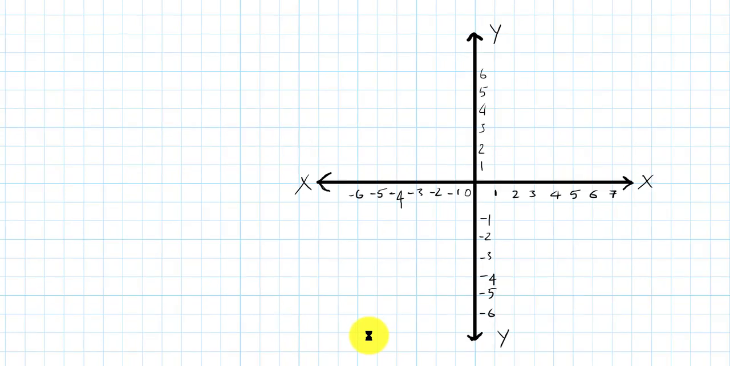Let me take another example right now. The example I want to take is somewhat like this. Let's take y is equal to minus 3 by 4 into x plus 5. We know the y-intercept is given, so the y-intercept is 5. We have just plotted it. Now we're going to take this slope, minus 3 by 4.